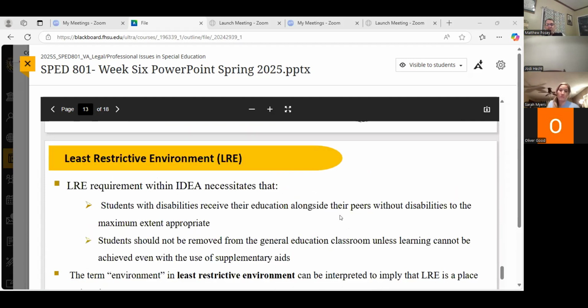Okay, we'll talk about least restrictive environment. Always remember this, keep this in mind when looking at placement and coming up with the percentage of time they're going to be served in a resource room versus regular ed.